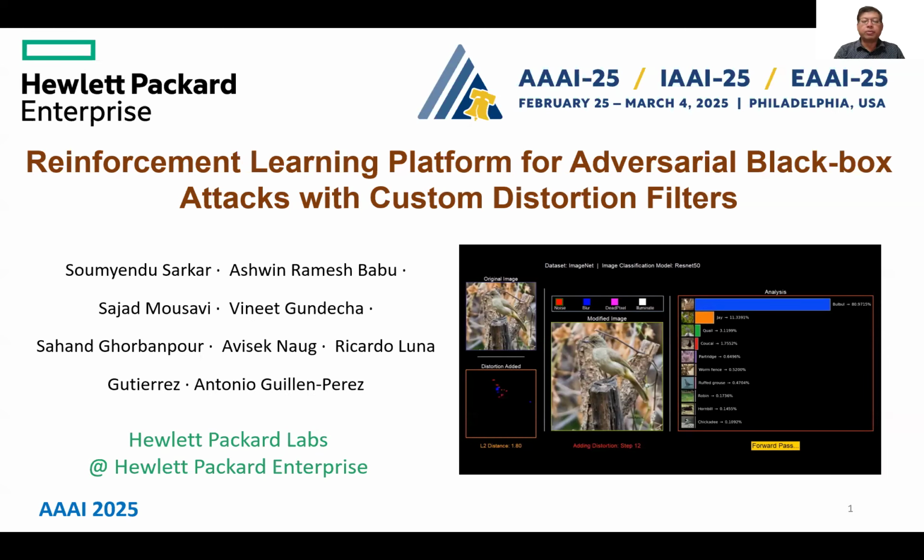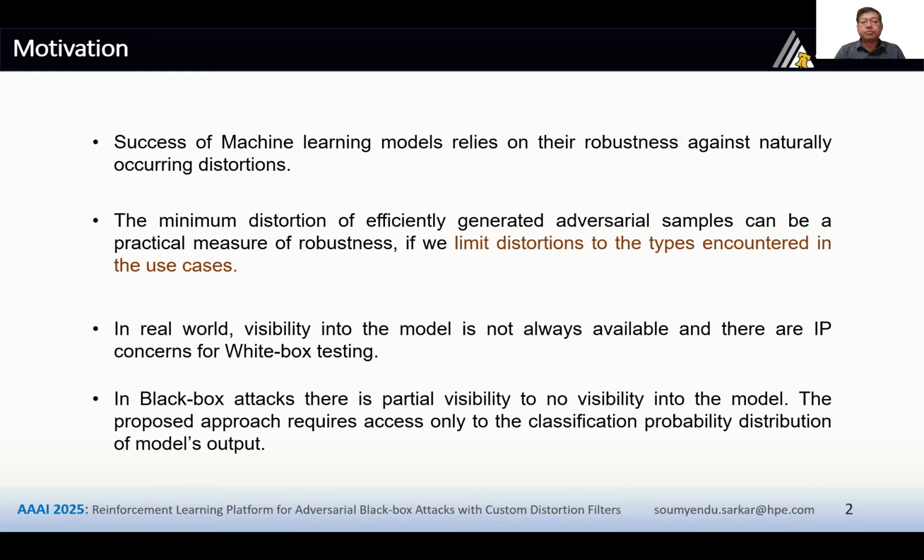I'm Soumyendu Sarkar from Hewlett-Packard Enterprise, and our paper is on a reinforcement learning platform for adversarial black box attacks with custom distortion filters. Now, the success of machine learning models relies on their robustness against naturally occurring distortions. The minimum distortion of efficiently generated adversarial samples can be a practical measure of robustness if we limit the distortions to the types encountered in the use cases.